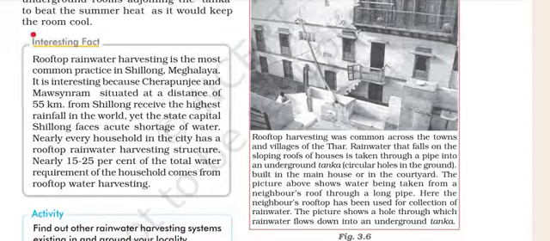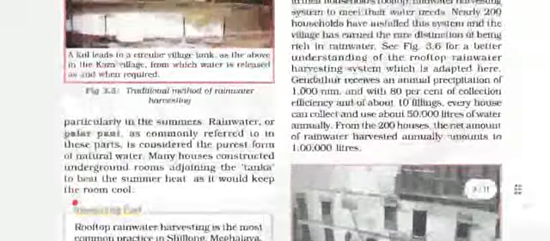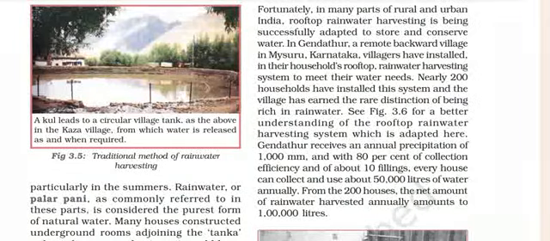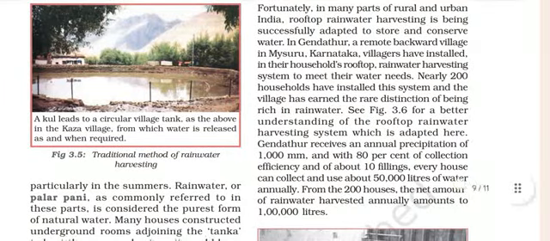The picture above shows water being taken from a neighbor's roof through a long pipe. Here, the neighbor's rooftop has been used for collection of rainwater. The picture shows a hole through which rainwater flows down into an underground tank. Figure 3.5. A coil leads to a circular village tank, as above in the Kaza village, from which water is released as and when required.